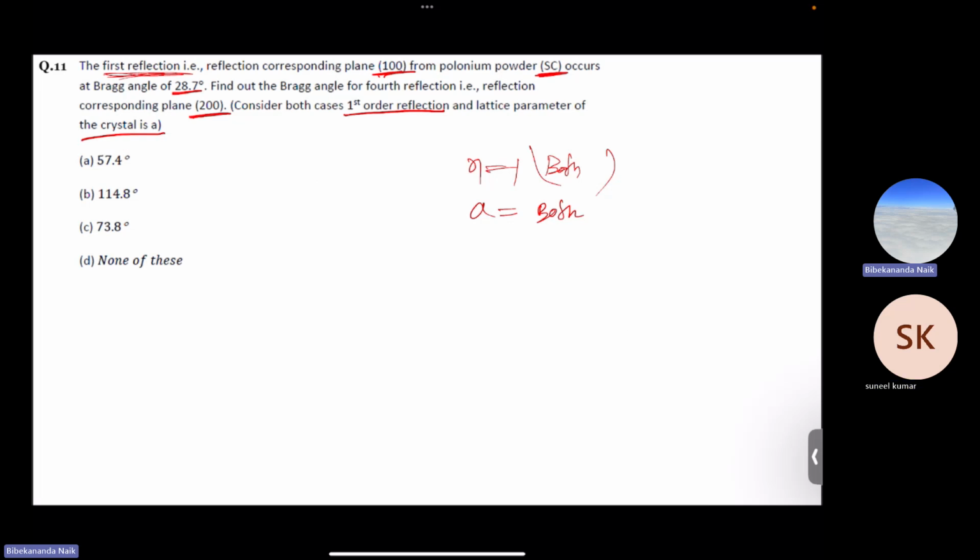So this is pretty much similar to the previous question, but there we needed to determine the HKL values, and here we need to determine the value of theta. In the previous case theta was equal, but here, since A is equal and n is equal, D is changing. So can you calculate and tell me what will be the correct option?